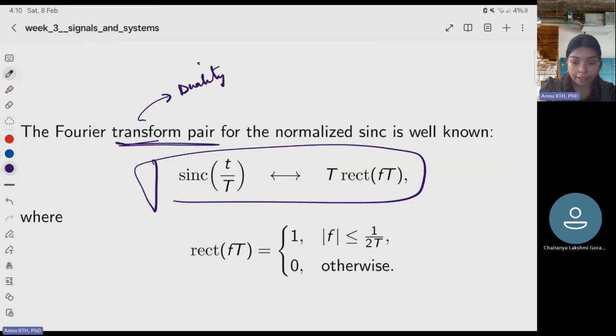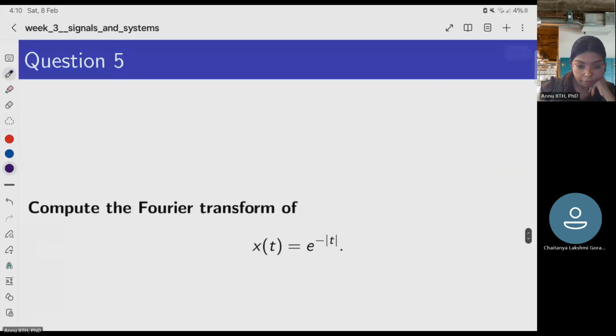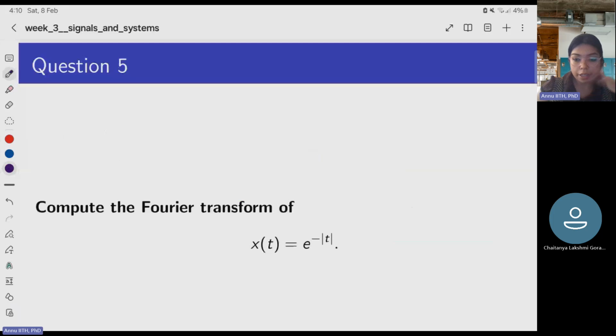So if you have any doubt, you just tell me. I think Chaitanya only joined, but still, if you have any doubt, you can just tell me. This is a very interesting question. How to solve this? Question number 5. It's very, very interesting.